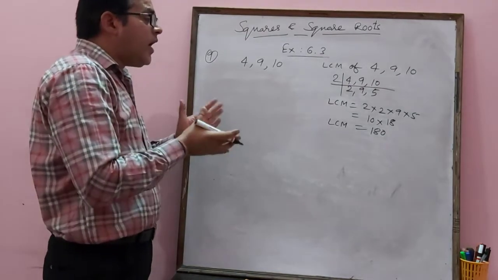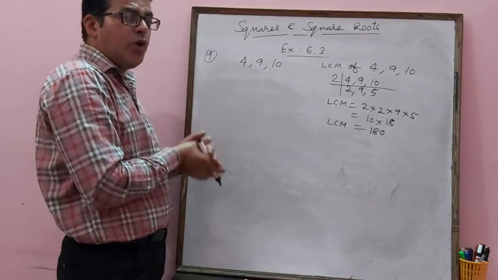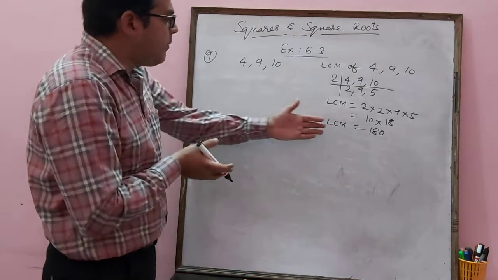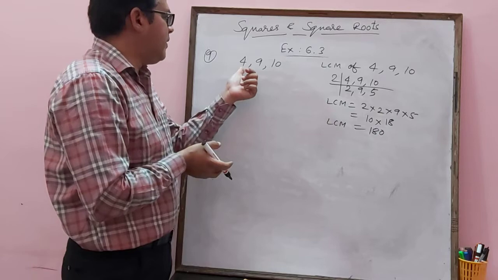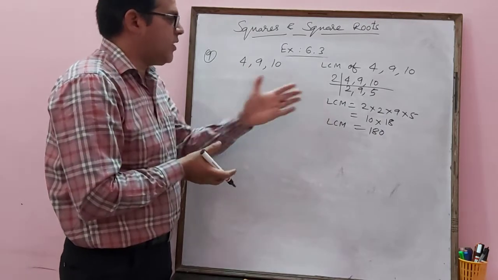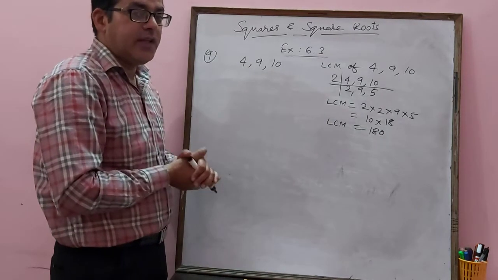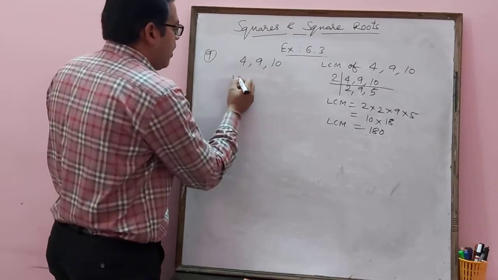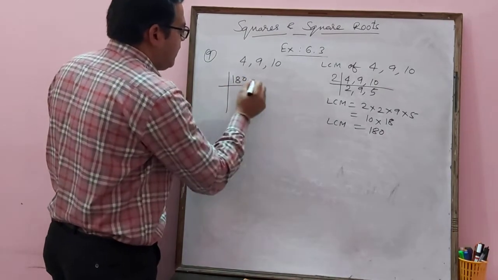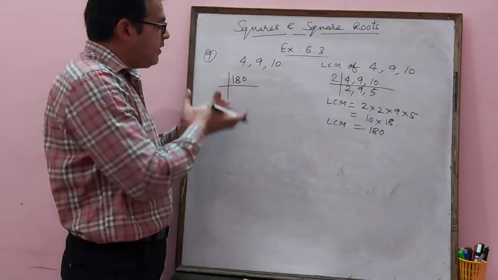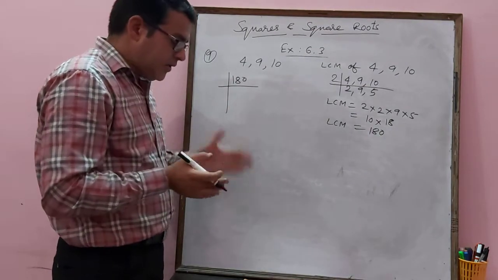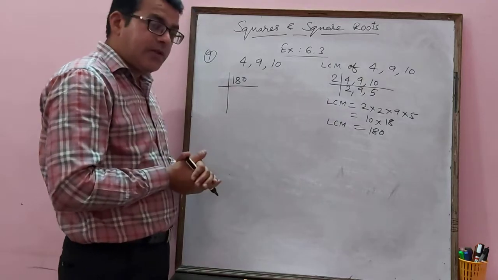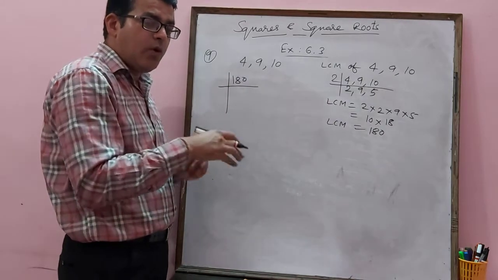Why are we taking LCM? Because we know that LCM is divisible by each of the numbers. That is, it will be divisible by 4, by 9, by 10. That's why we are taking LCM. Now, what to do now? We have to make this 180 a perfect square number. Since we know that this is not perfect, how can we make it a perfect square? Just as we discussed in question number 6 and 7, either by dividing or by multiplying.